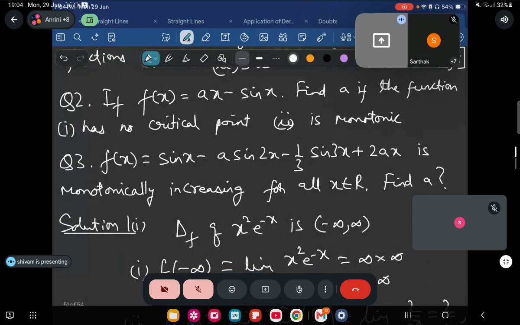Solve, everyone. Number 2. Sarthak, what are you writing? The answer shouldn't be in terms of cos x, no? Okay, sir.